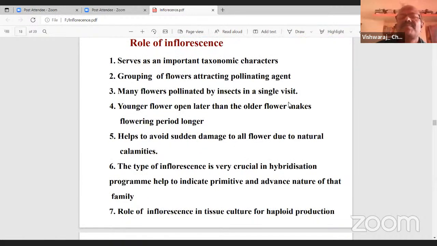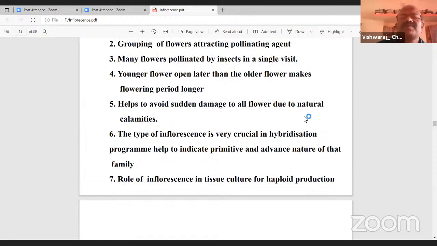We have seen the types of inflorescence and the role or function of inflorescence. Then I am asking some questions on the basis of inflorescence for you.